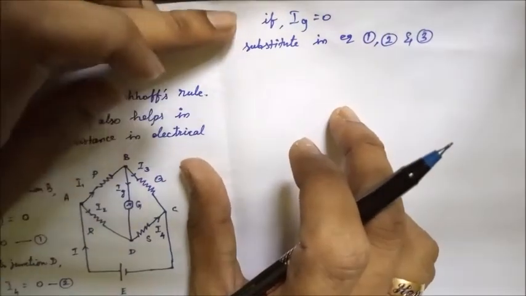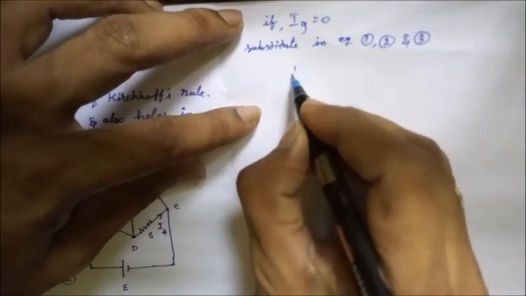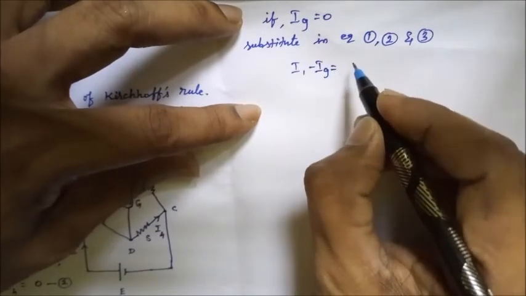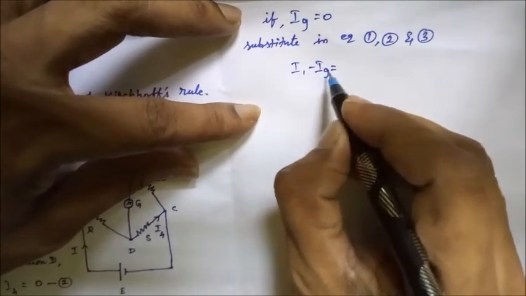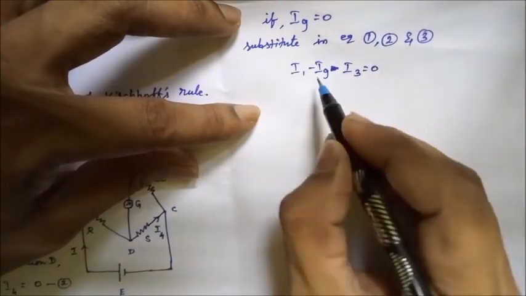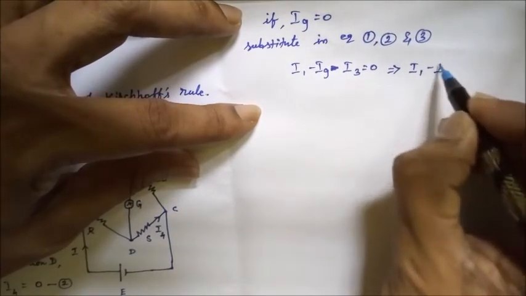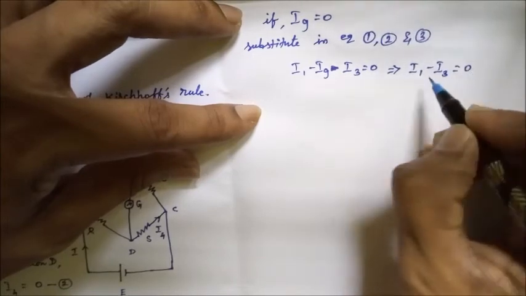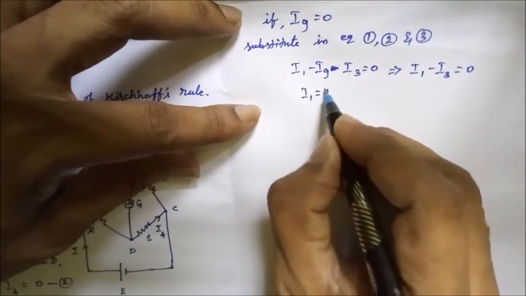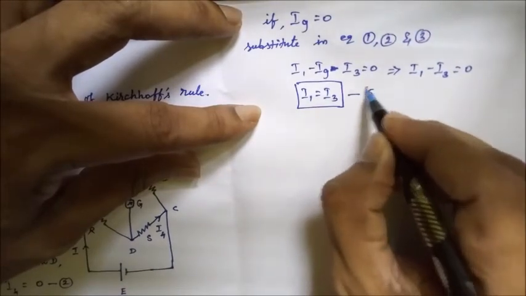If you apply this condition in equation number 1, what is equation number 1? Equation number 1 is I1 minus Ig minus I3 equal to 0. Now Ig is 0, which implies I1 minus I3 equal to 0. Now we bring I3 to the other side, then you get I1 equal to I3. And this is equation number 5.